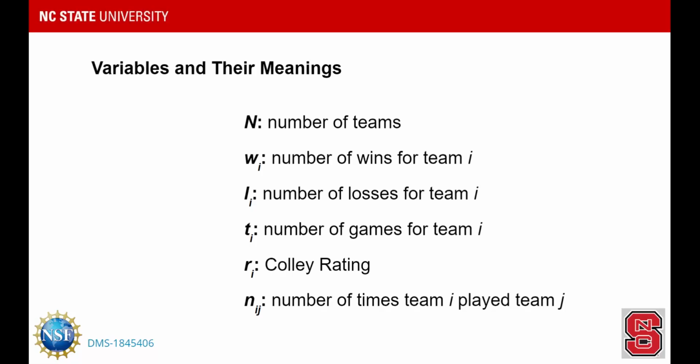We begin with the following definitions of symbols as we work to apply Coley's method. N, number of teams. W sub I, number of wins for team I. L sub I, number of losses for team I. T sub I, number of games for team I. R sub I, Coley rating. N sub ij, number of times team I played team J.